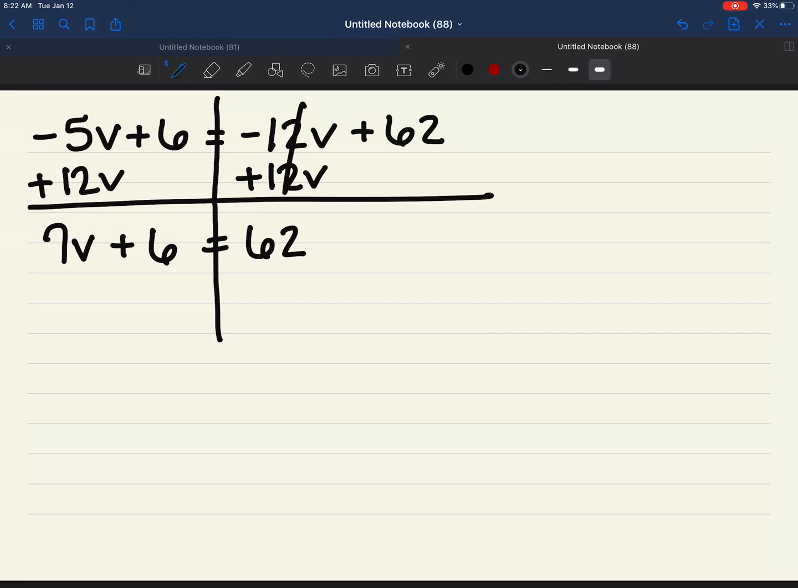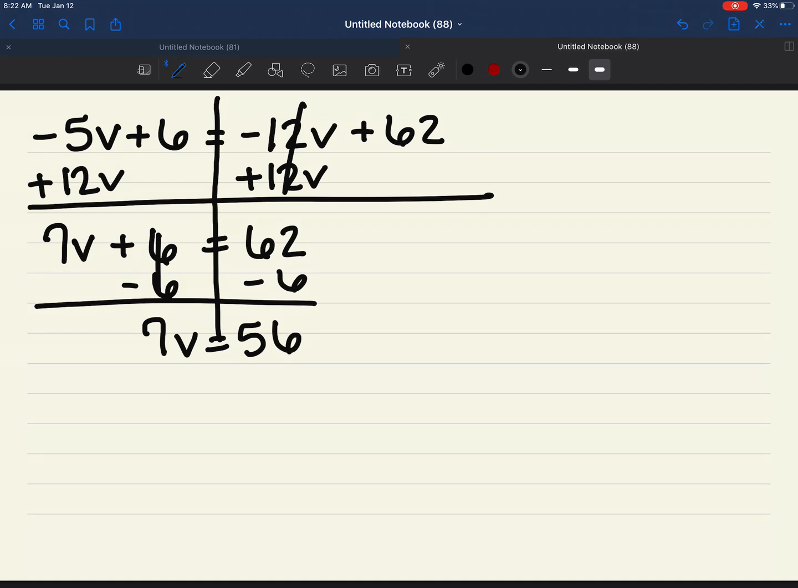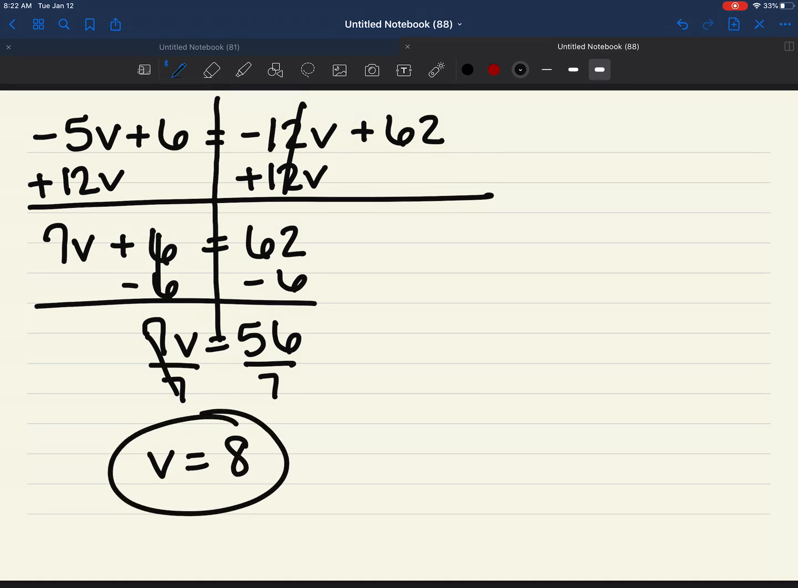Yeah. Okay, Carson, what would I do next? You would do -6. Good, because we want to move all the numbers to the same side. So I would get 7v is equal to 56. Okay? All right, and then your last step is just to do what? Divide by 7, and we get v is equal to 8.